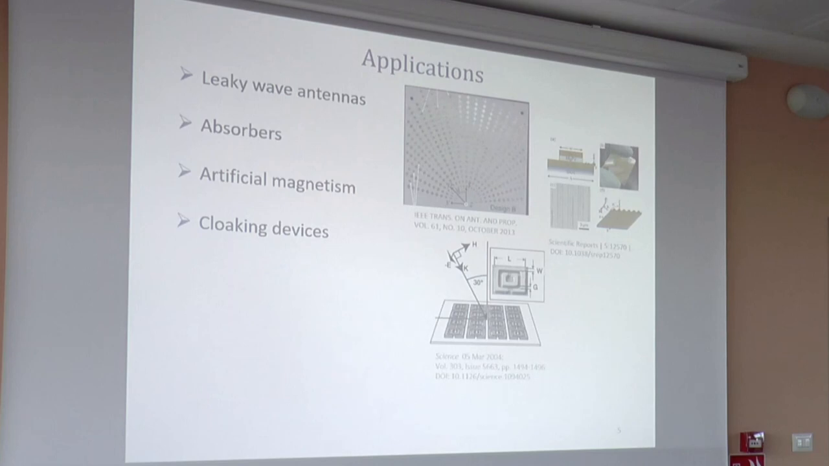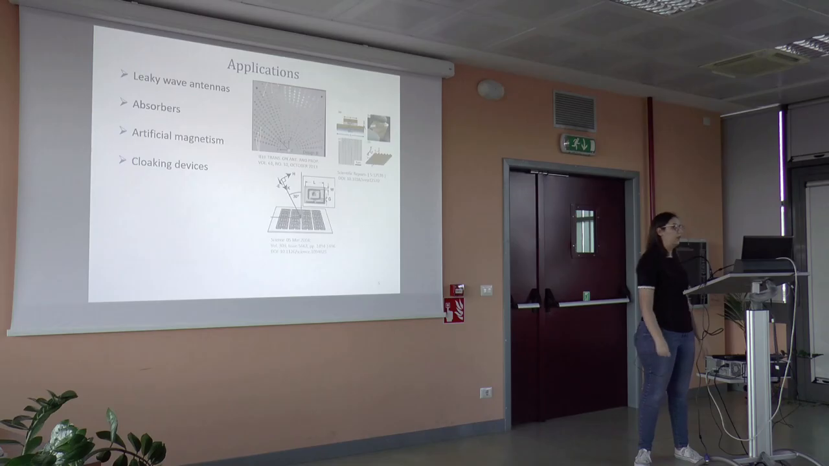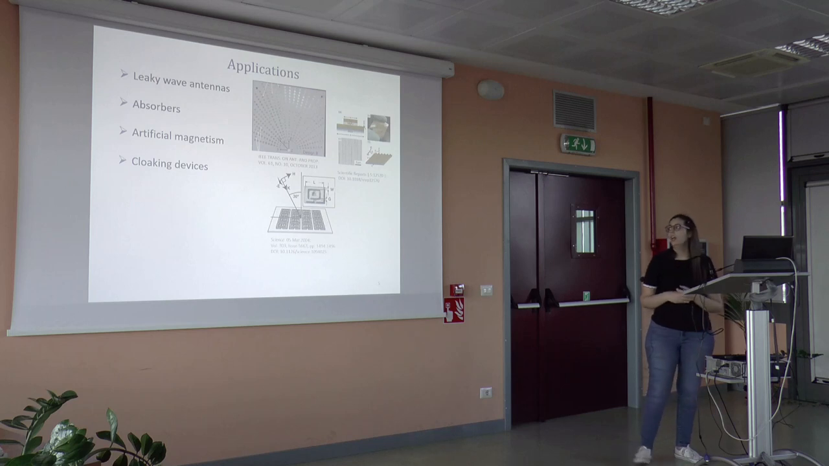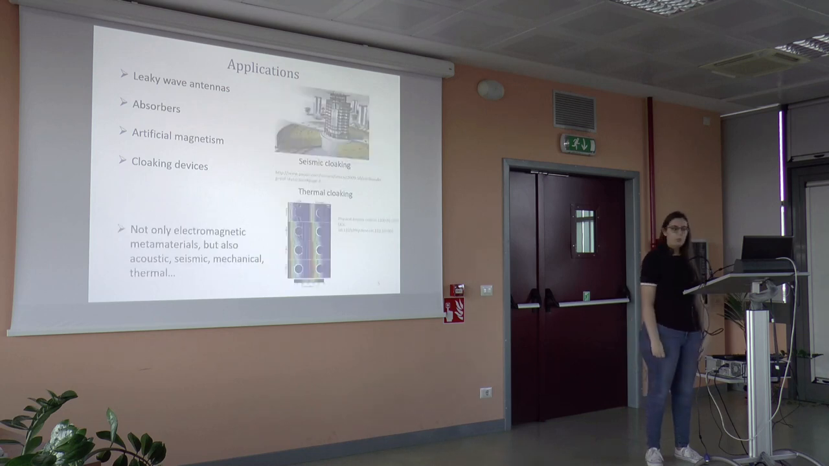In electromagnetism, there are different applications of metamaterials. I have listed some applications here. They are used for leaky wave antennas or for the realization of absorber materials, also for the realization of materials which show an artificial magnetic response, and also for cloaking devices, which is my primary research interest. Moreover, in recent years, metamaterials are used not only in electromagnetics, but also in different fields, such as mechanics, acoustics, seismic, and so on.